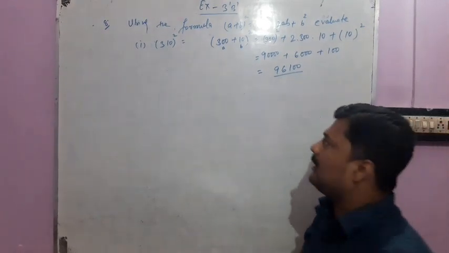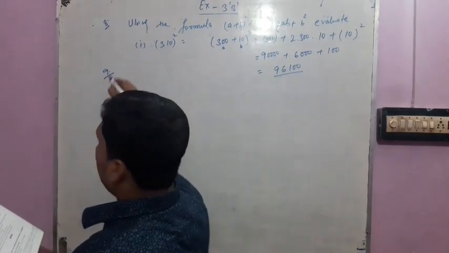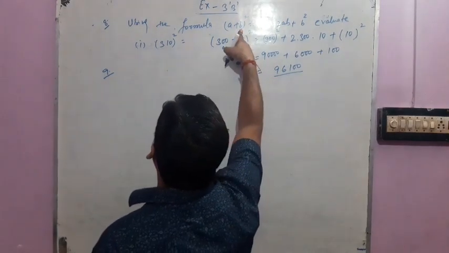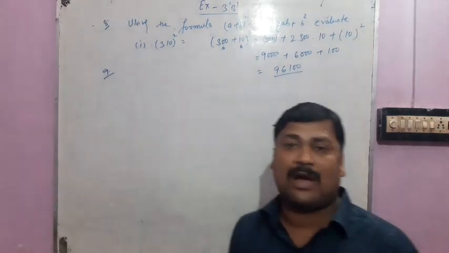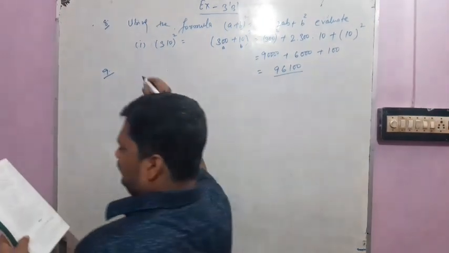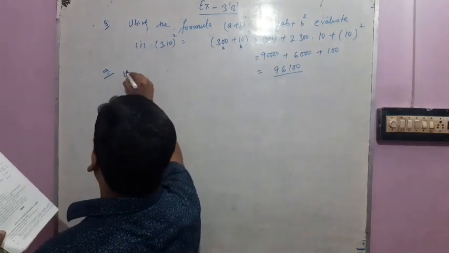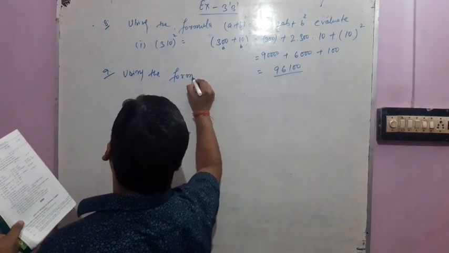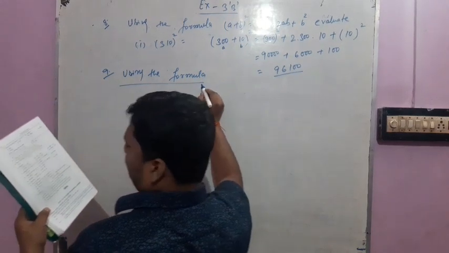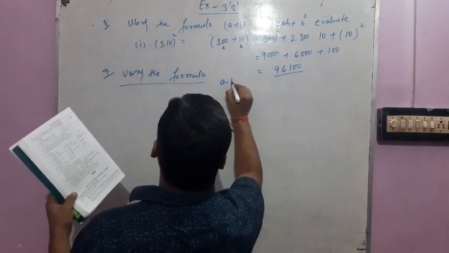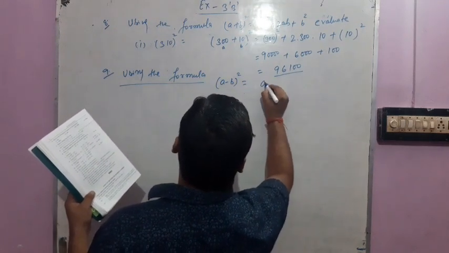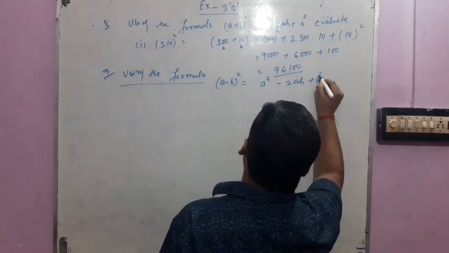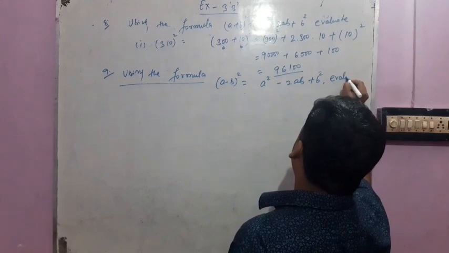Similarly students, in question number 9, we have to use the same formula, but here is the sum of the two variables and here we have to take the square of the difference of two variables. Using the formula in question number 9, using the formula a minus b whole square. What is the formula? A square minus 2ab plus b square.